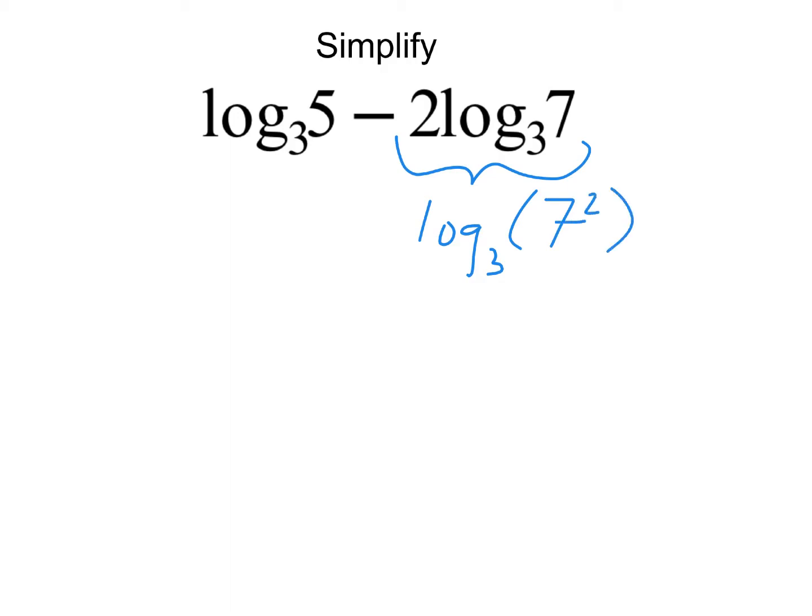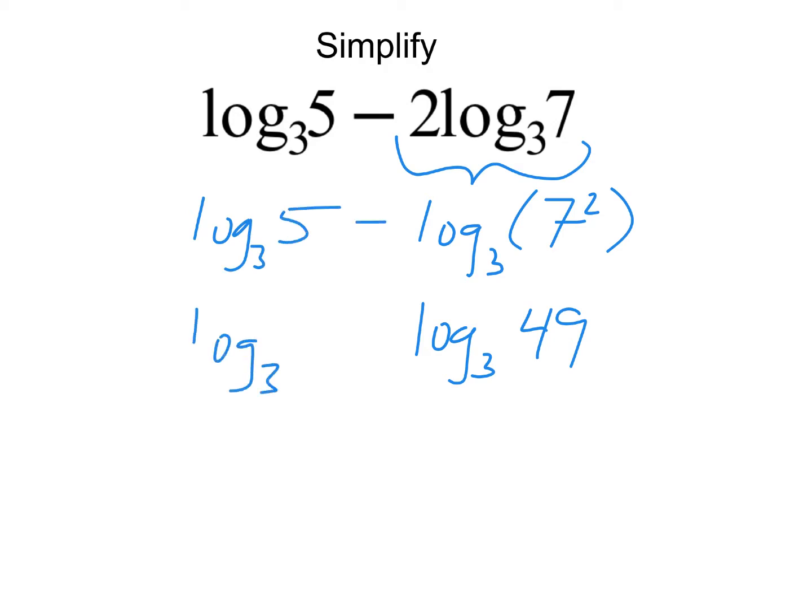Because whatever's inside the logarithm, it ends up taking that power of 2. Now I'm going to go ahead and then take log base 3 of 7 squared, which becomes 49. Now remember, that's just working that down. I haven't touched this log base 3 of 5. It's still just hanging out here all the way down.